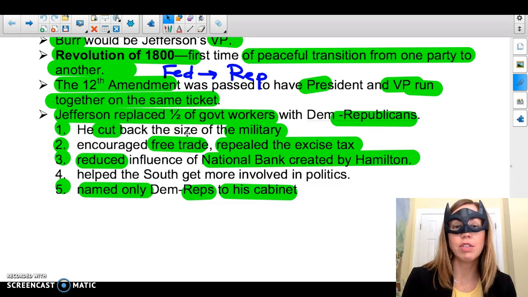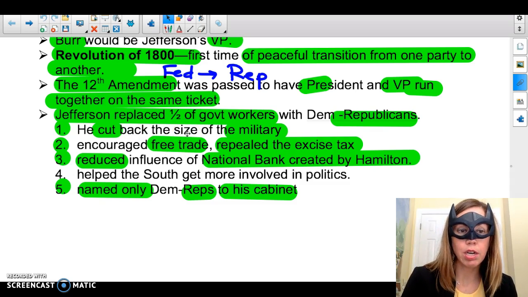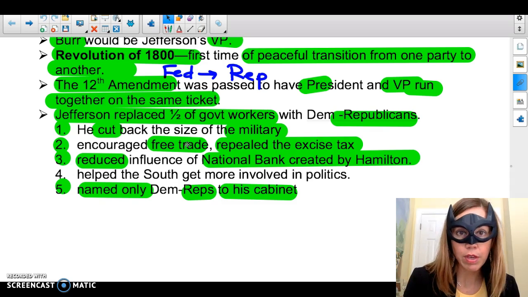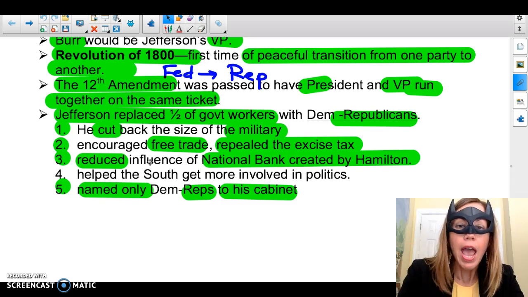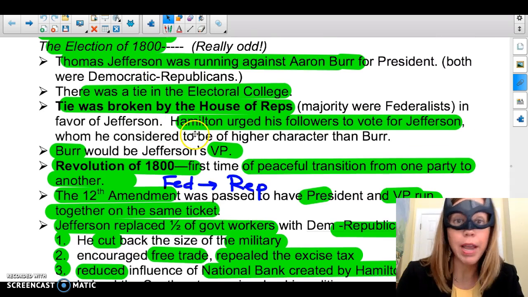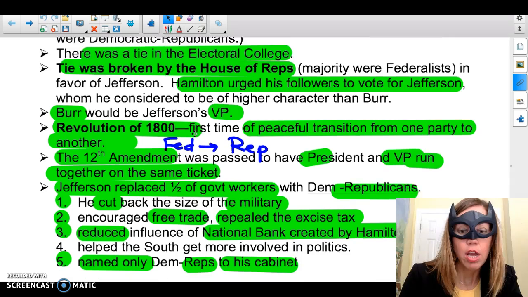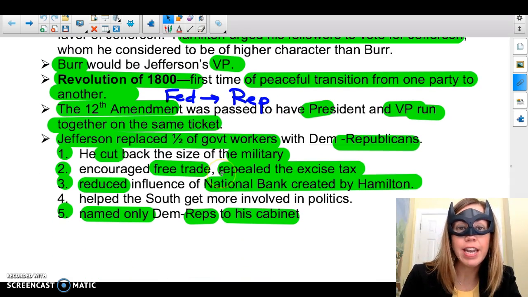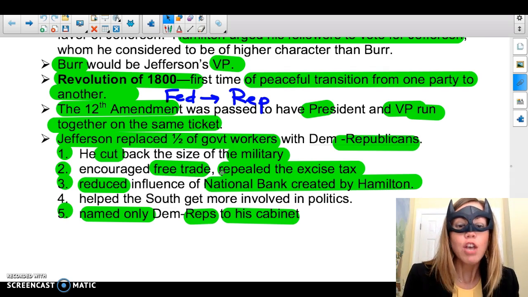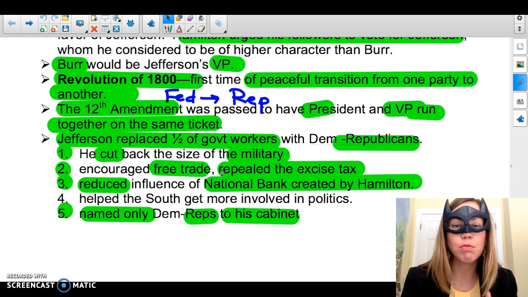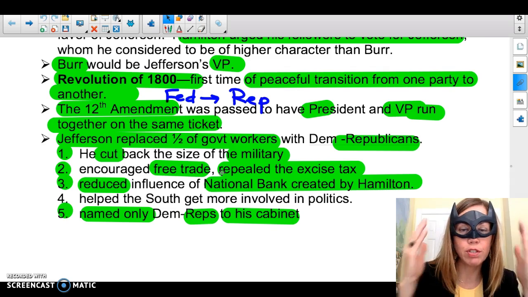He will cut back the size of the military. So he reduces the military. He encourages free trade and gets rid of the excise tax. Okay, like on whiskey. All right, he gets rid of the tax. He hated that whole thing to begin with. He reduced the national bank created by Hamilton. Okay, so Hamilton is not going to be happy because remember, Hamilton up here spoke on behalf of Jefferson to get him elected. So Hamilton's not going to be happy about the fact that his buzz is now being reduced by the man that he basically helped put into office. So you can think of Hamilton here as more the Superman to Jefferson's Batman.